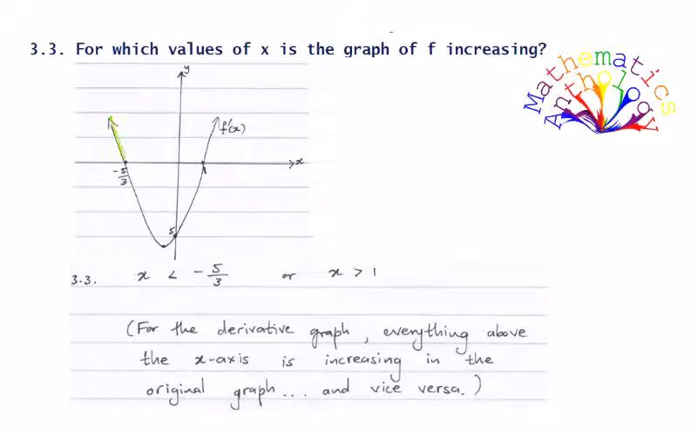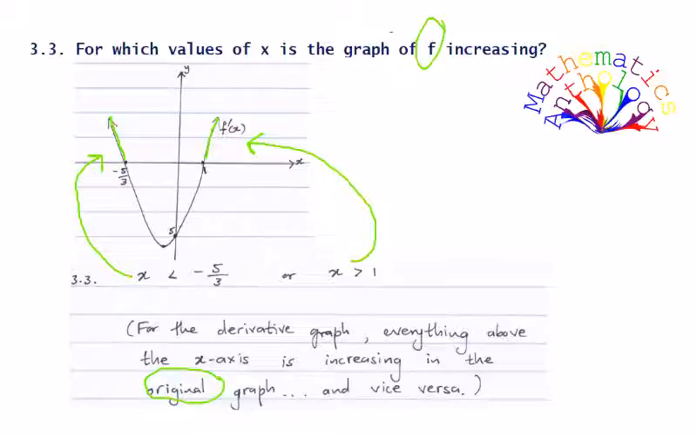3.3. For which values of x is the graph of f increasing? So here again, they're asking you about the graph of f, but they didn't give you the graph of f, they gave you the graph of f prime x, which is the derivative graph. So here they are asking you about the original graph, which is the cubic graph. So here we need to know how to relate the cubic graph to its derivative graph, which is the parabola.